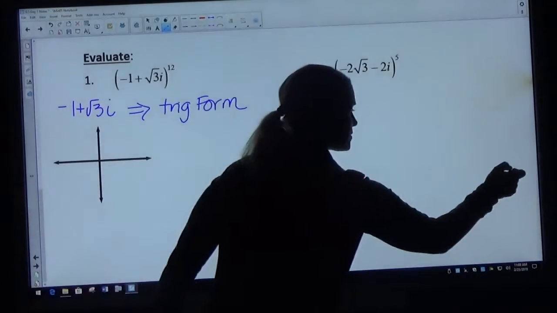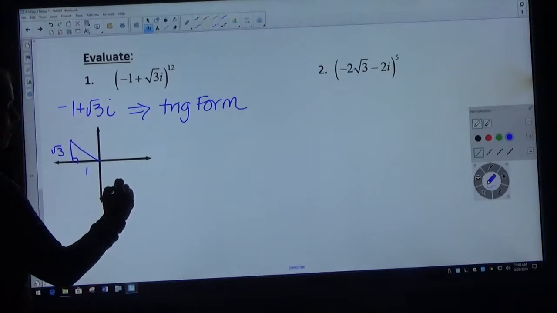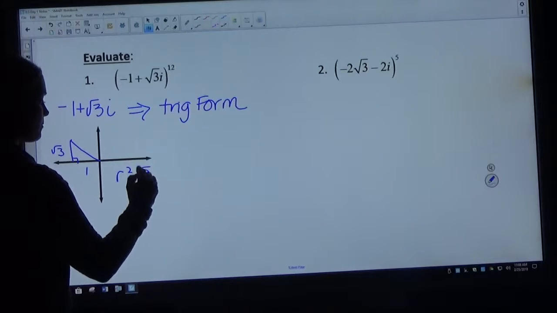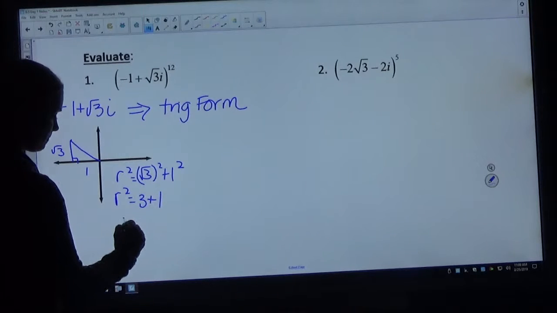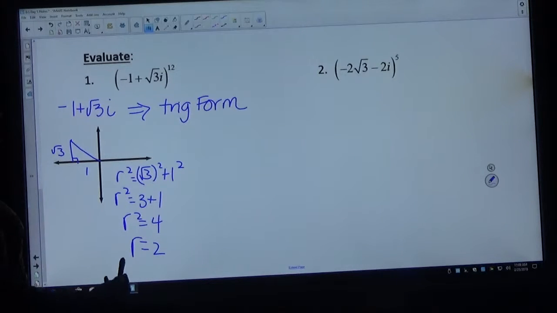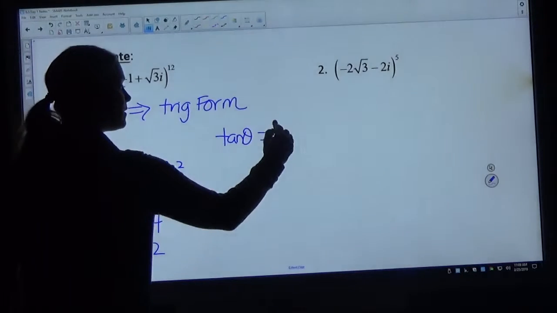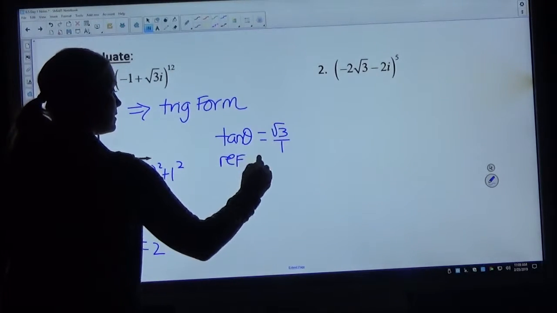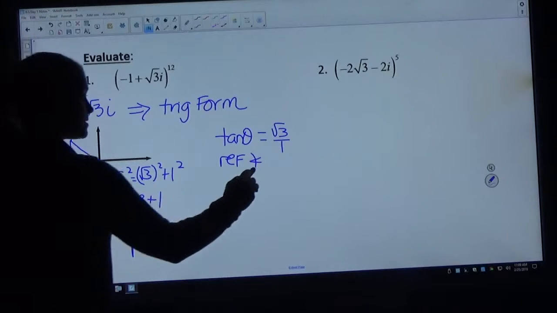So, I will start by going left 1, up radical 3, to get my r. r squared is equal to radical 3 squared plus 1 squared. r squared is 3 plus 1, so r is 2. So I got my r. My next step is to get my angle. Tangent of theta is equal to O over A, radical 3 over 1. For my reference angle, we know what angle has a tangent of radical 3. Remember, that's going to be 60 degrees.